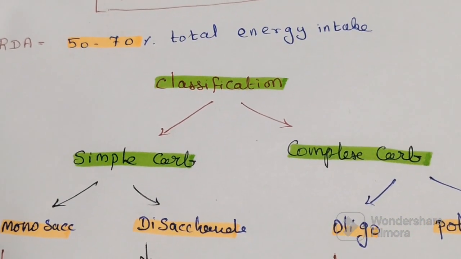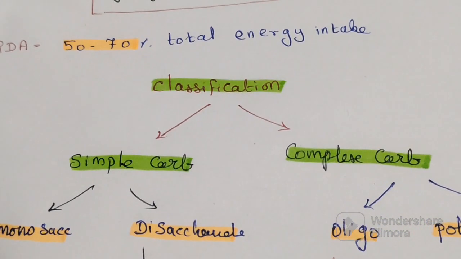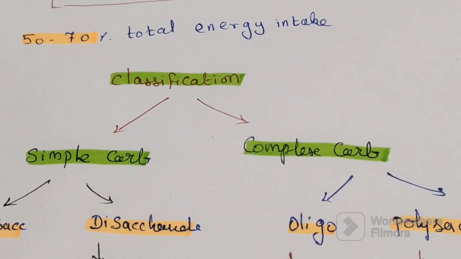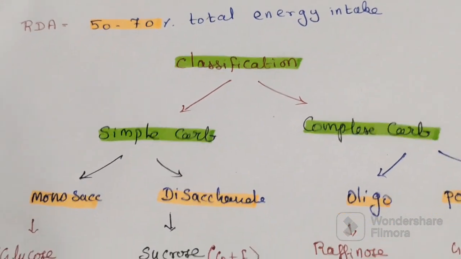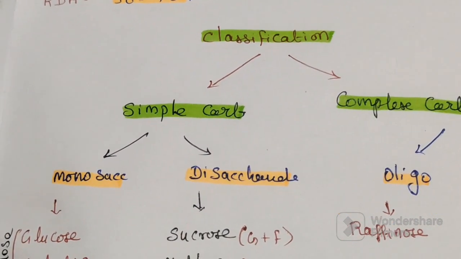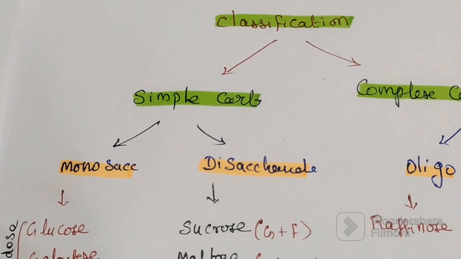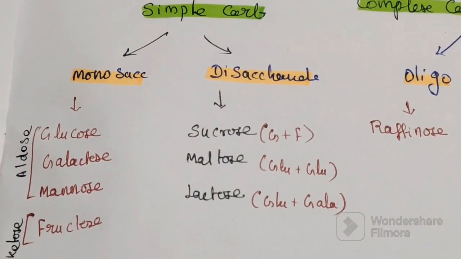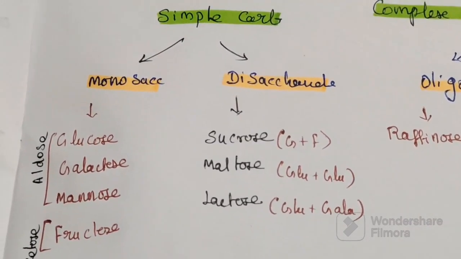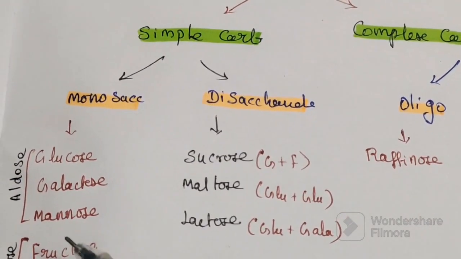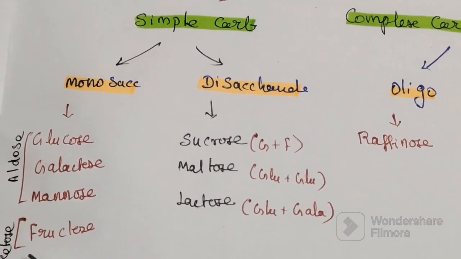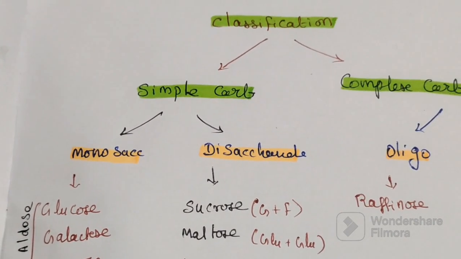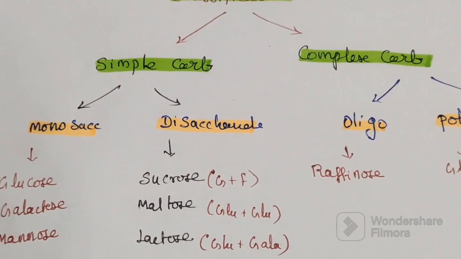Further classification of carbohydrate is according to the number of sugar molecules: simple carbohydrate and complex carbohydrate. Simple carbohydrate is further classified based on the mono unit of sugar into monosaccharide and disaccharide. Monosaccharide examples: glucose, galactose, mannose and fructose. Glucose, galactose and mannose come under the aldehyde group, fructose comes under the keto group. Then disaccharide examples: sucrose, maltose and lactose.